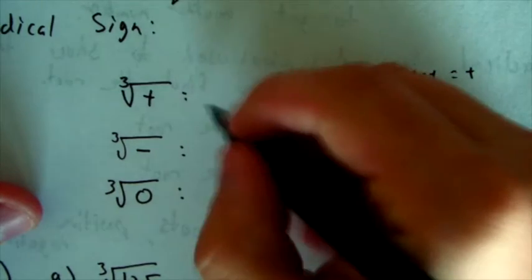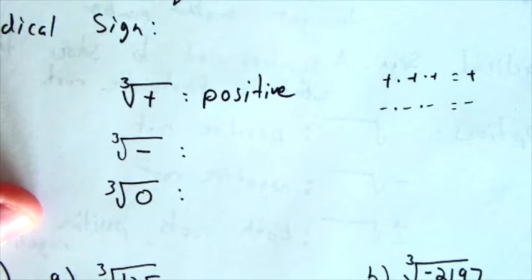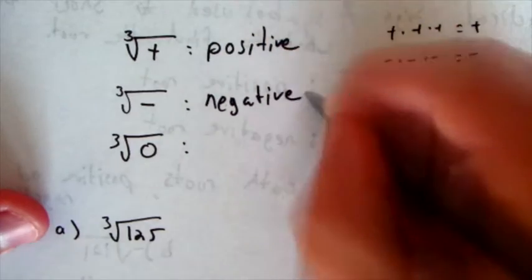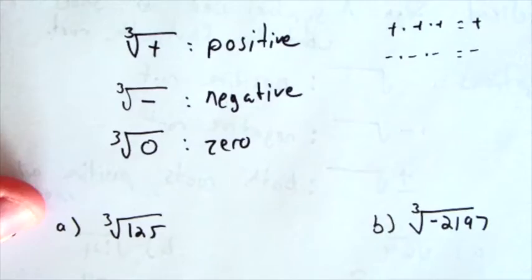Which means the cube root of a positive number is going to be positive. The cube root of a negative number is going to be negative. And of course, the cube root of 0 is just going to be 0.